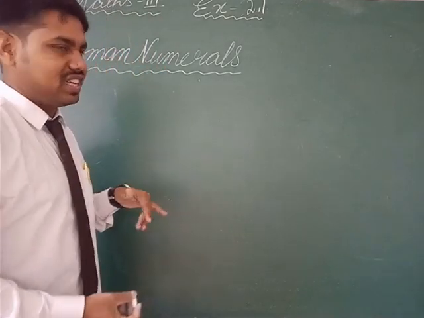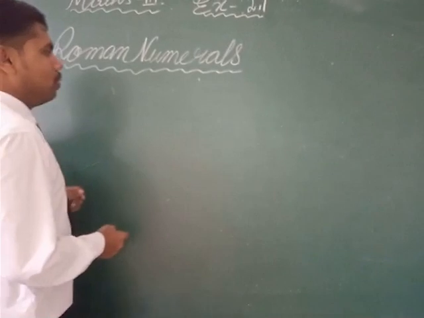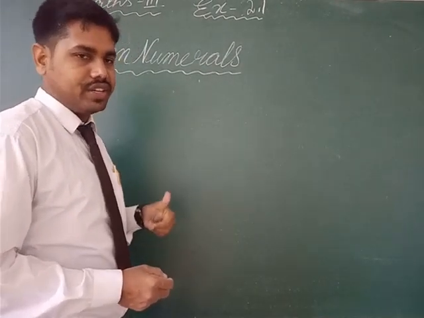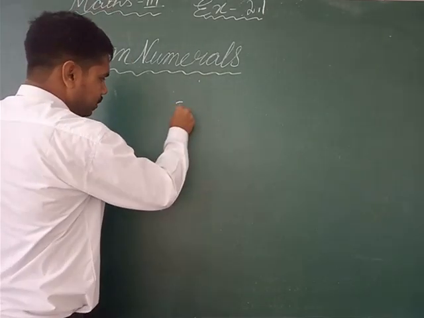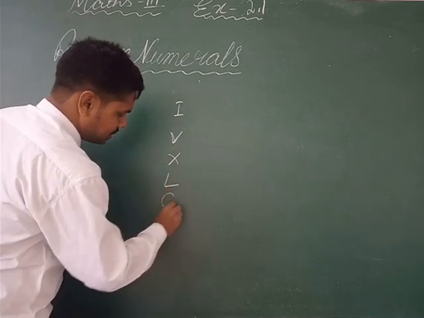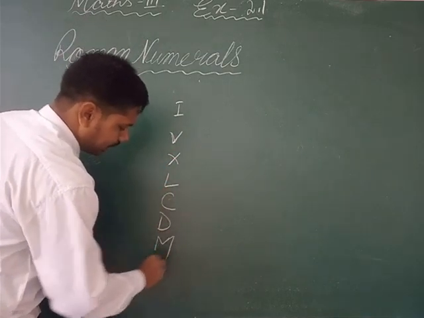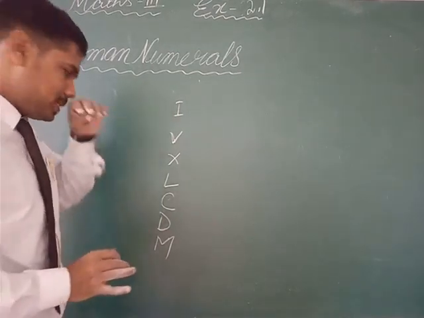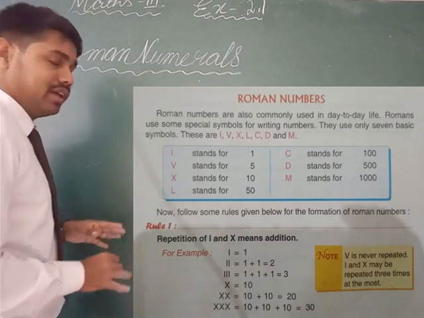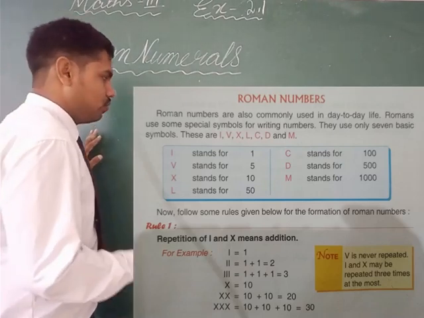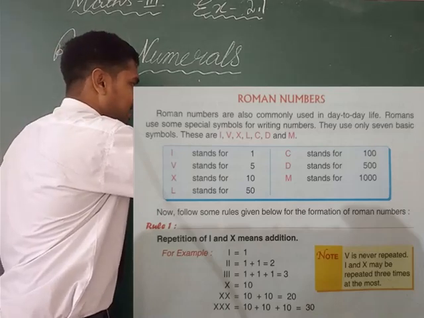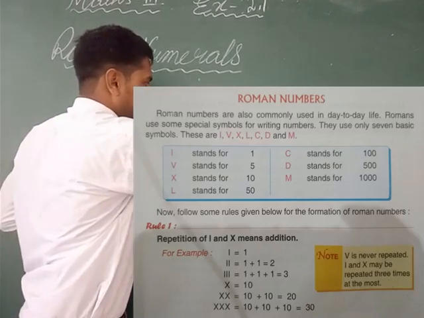So let's learn the basic thing. In Roman numerals, the most important English letters we need to remember are I, V, X, L, C, D, M. Only these are the symbols we normally use to write Roman numerals. So first, starting from I. I, as we know, indicates 1.